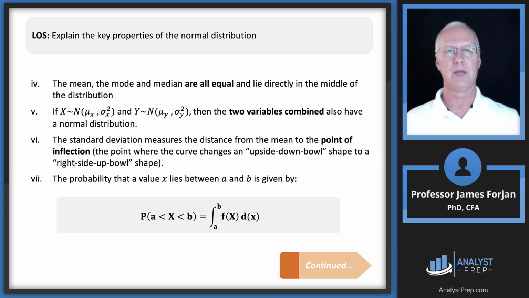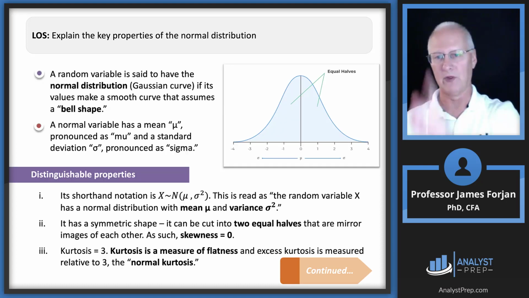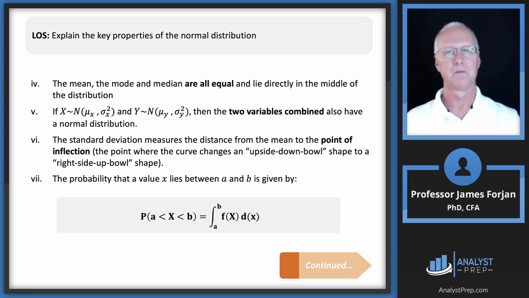A couple of other key properties: the mean, the mode, and the median, they're all equal, so they go right there under the mu, right? If you have two variables, this is really super important. If you have two variables that are normally distributed, in this case we have an x and a y, and if you combine them, the resulting distribution will be normal as well. And then at the bottom there's the notation for what we've been talking about all along, the probability that a value lies between A and B of a continuous random variable.